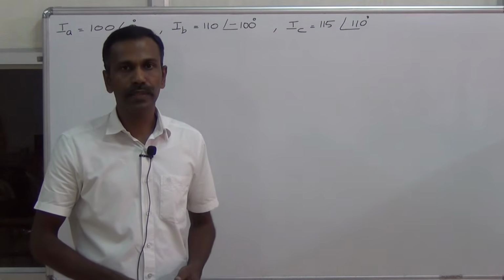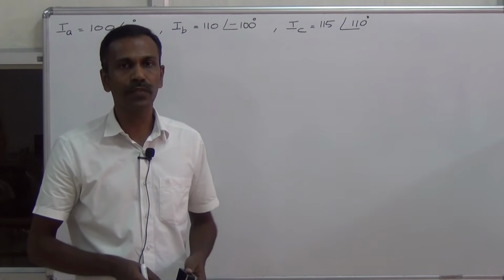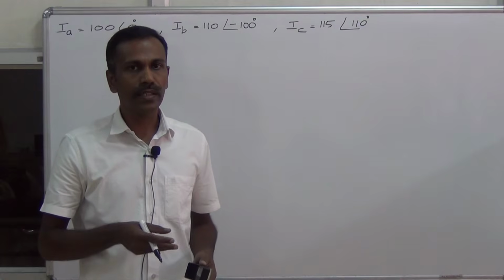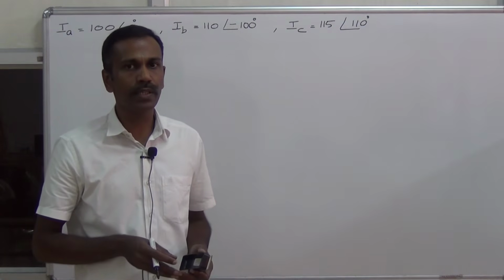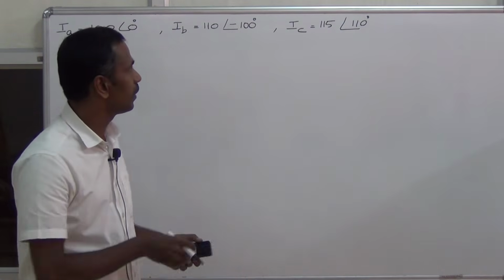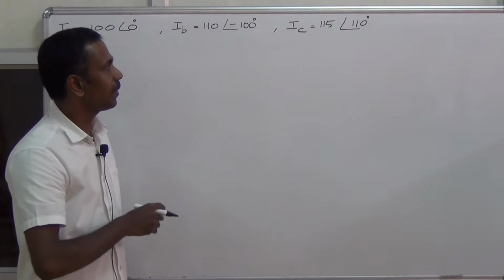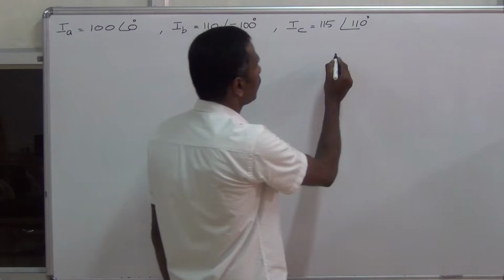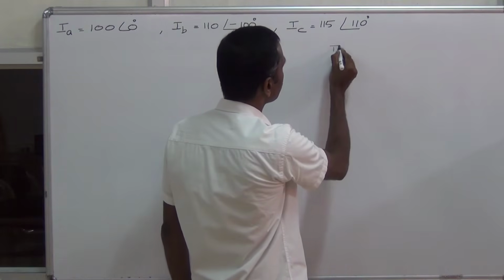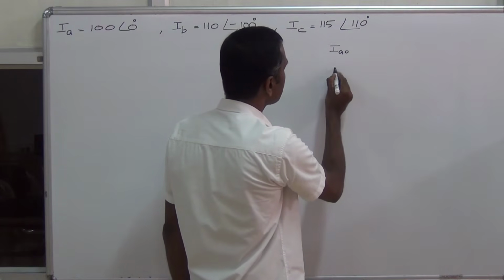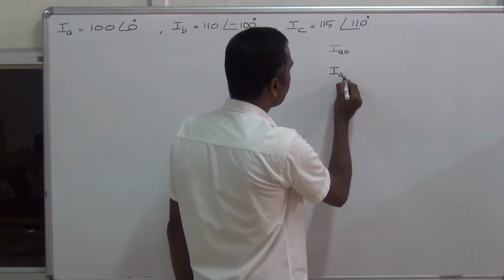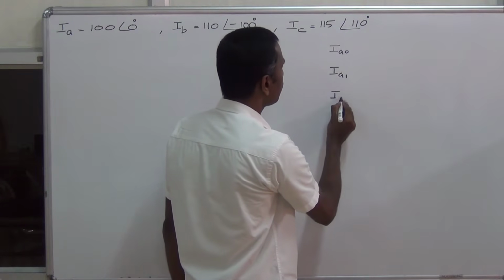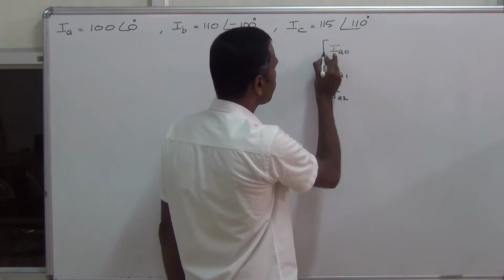Hi students, in this class we will study how we can convert the three-phase unbalanced currents into its equivalent symmetrical components. These are the three unbalanced currents. We have to convert this into the symmetrical components: the zero sequence current, positive sequence current and negative sequence current.